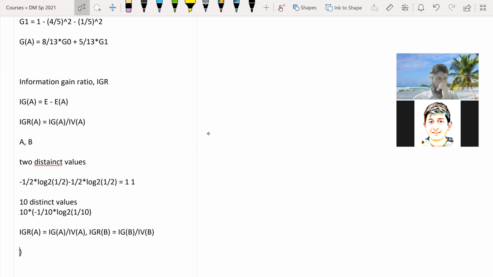Okay, any questions? Okay, so we have discussed 3 splitting criteria. Using entropy, we can use information gain, and also we can use information gain ratio. And then we also discussed Gini index or Gini impurity, which is similar to entropy but a different measure.